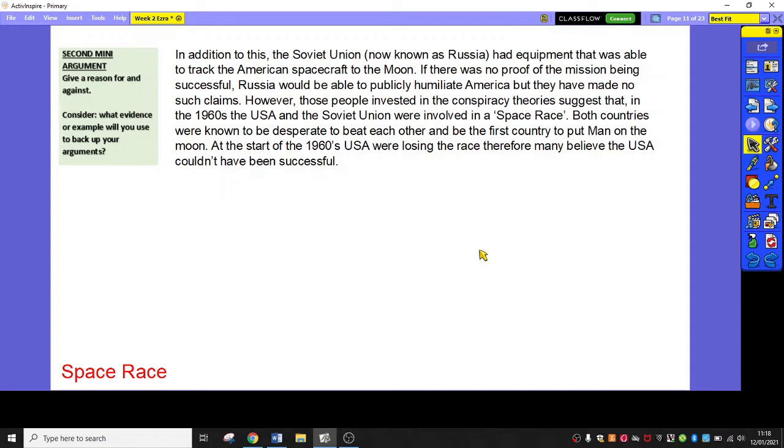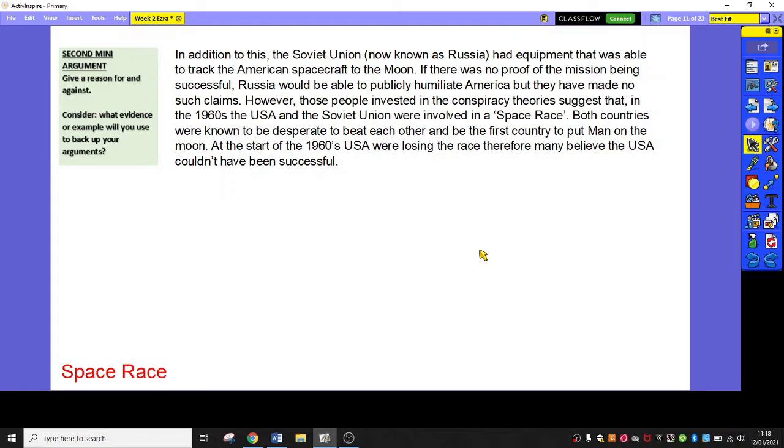However, those people invested in the conspiracy theory suggest that in the 1960s, the USA and the Soviet Union were involved in a space race. Both countries were desperate to beat each other and be the first country to put man on the moon. And at the start of the 1960s, the United States of America were losing the race. Therefore, many believe the United States of America couldn't have been successful.